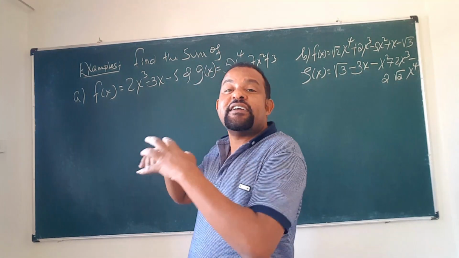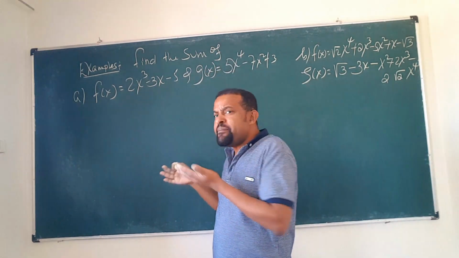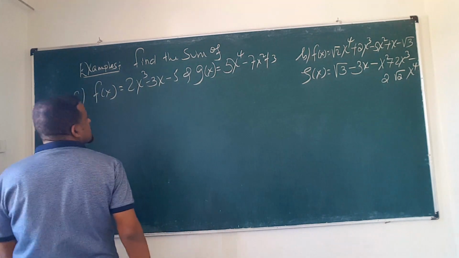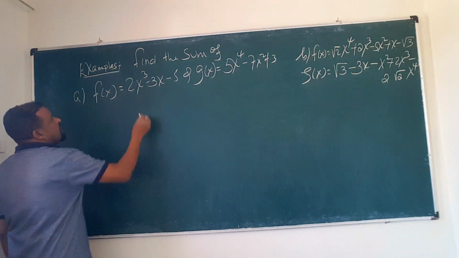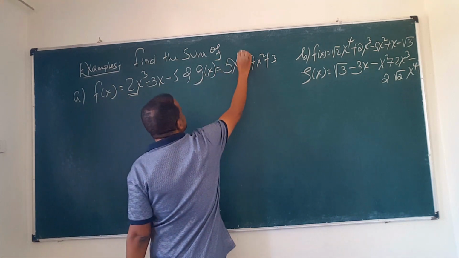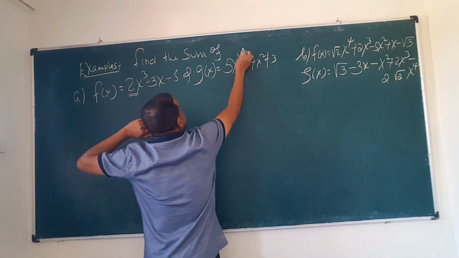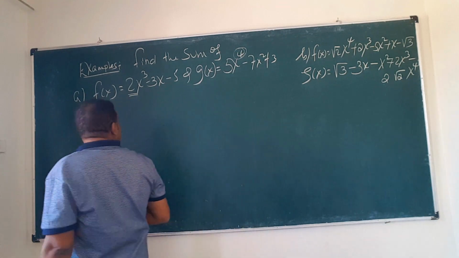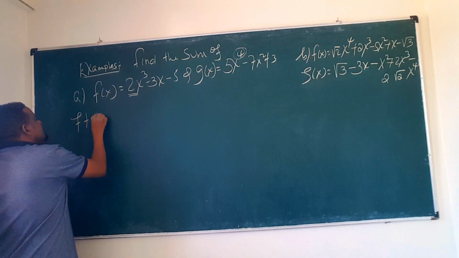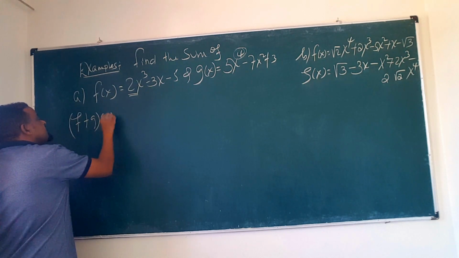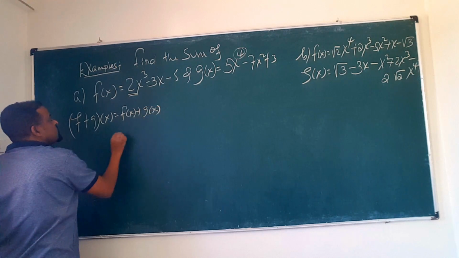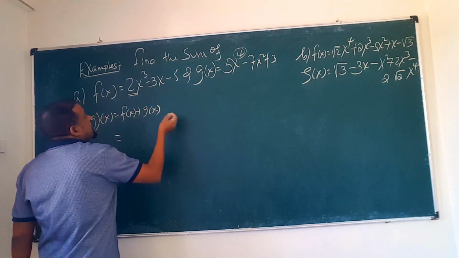So let's do these examples. As usual, these are examples from the exercises given in your textbook. Okay, so now look, this is 2x cubed, the degree of this one is 3, the degree of this one is 4. Now since the two degrees are different, what will the degree of the sum be? The power of 4. So f plus g of x is f of x plus g of x, which is adding like terms together.